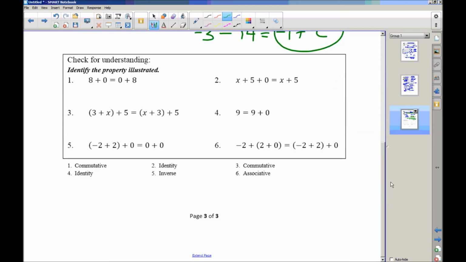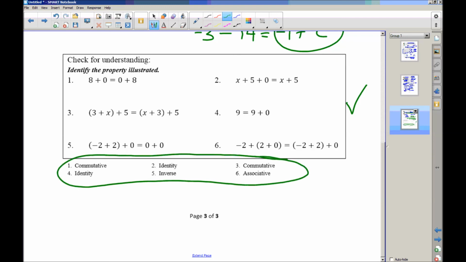All right, check for understanding. So there are 6 questions here. I do have the answers down here, so you should try to ignore them for a minute. Do it yourself, see if you can figure out what they are, and then come back and check your answers.